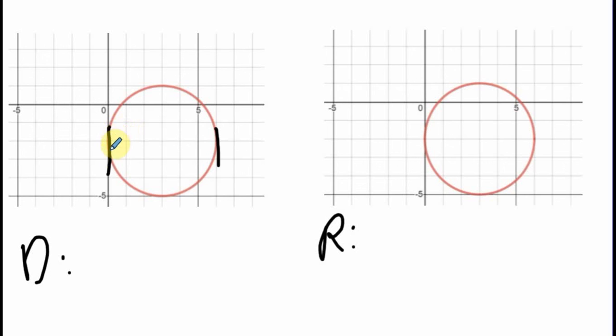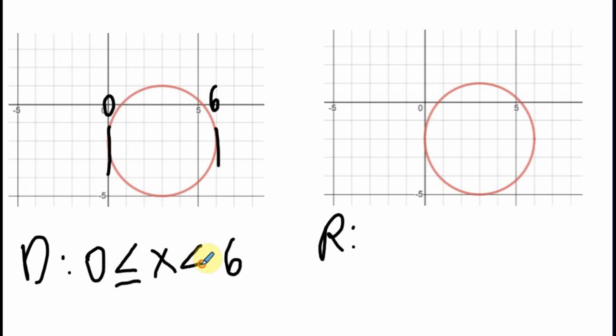And I go to the furthest right, and it seems to go right here. Well, domain is the x's. This one is at 0, and the furthest right it goes is here, and that's at 6. So it looks like x has to be between 0 and 6. So x has to be greater than or equal to 0, less than or equal to 6.